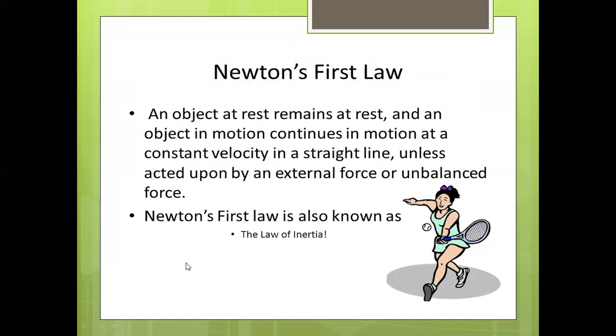So the statement of Newton's first law of motion is that an object at rest remains at rest, and an object in motion continues in motion at a constant velocity in a straight line unless acted upon by an external force or unbalanced forces. Newton's first law is also said to be the law of inertia.